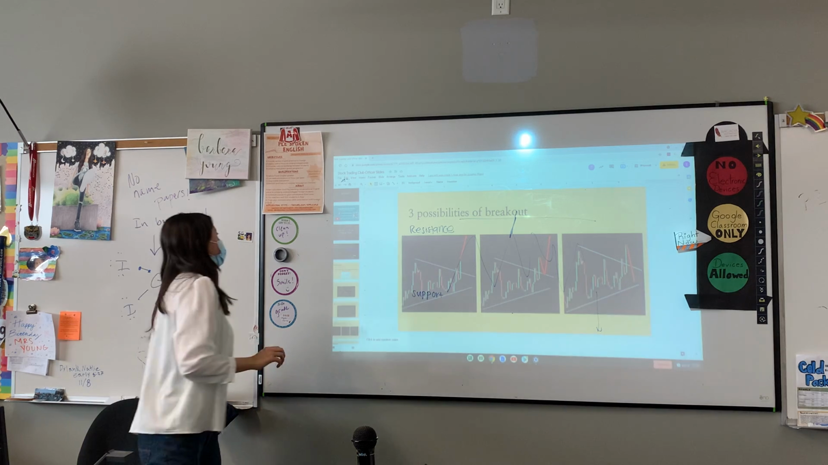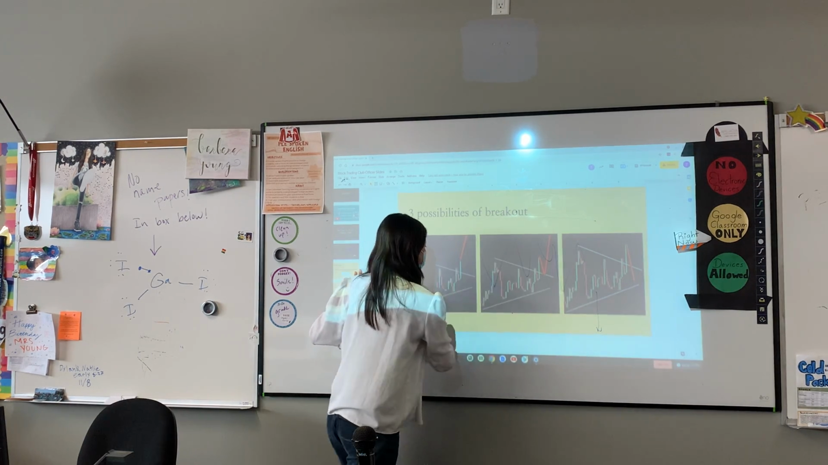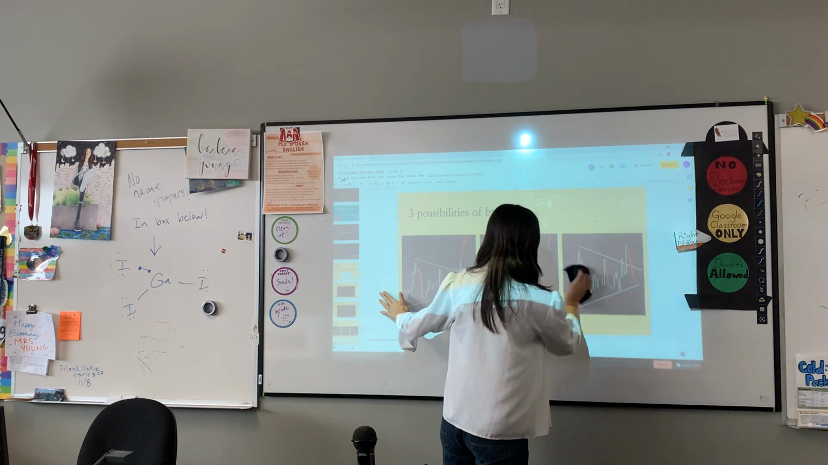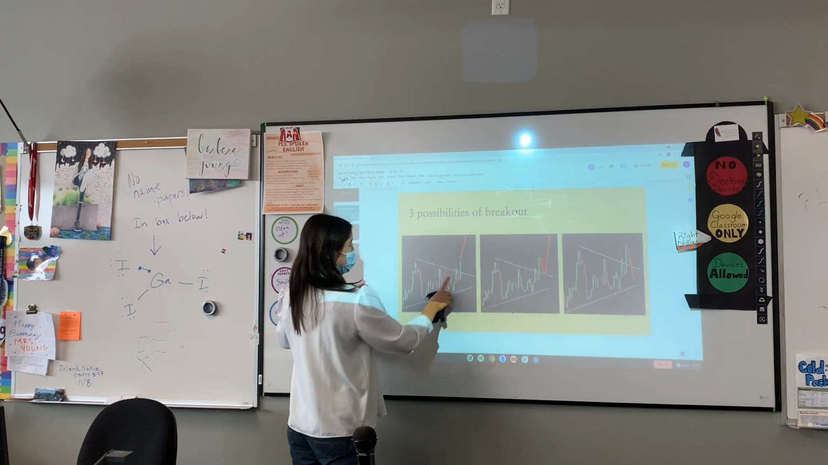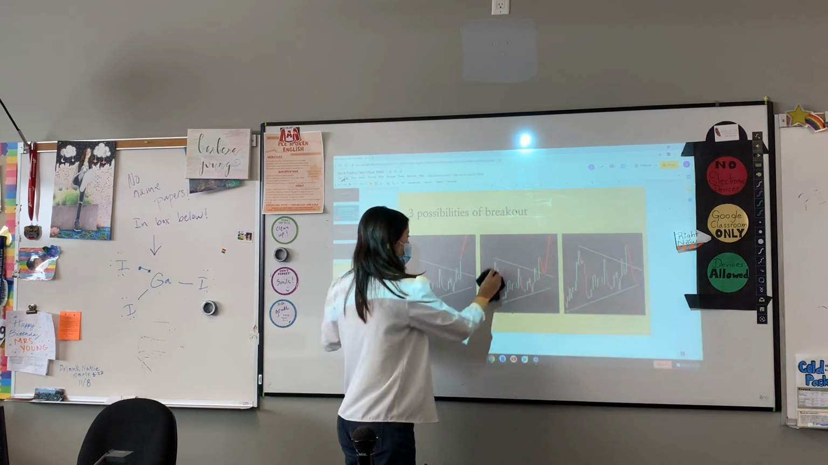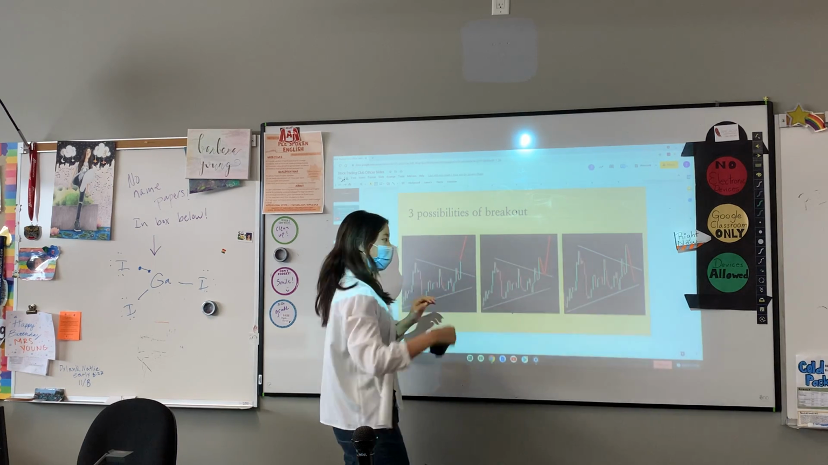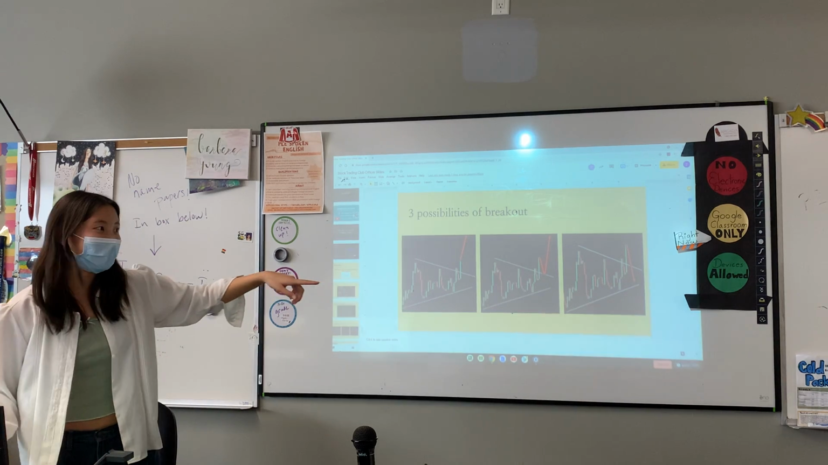Okay, three possibilities of a breakout. The first possibility is when the price continues upwards. The second is called a retest, where it bounces back but it goes up again. And the last one is called a fake breakout, or in short, a fake out.